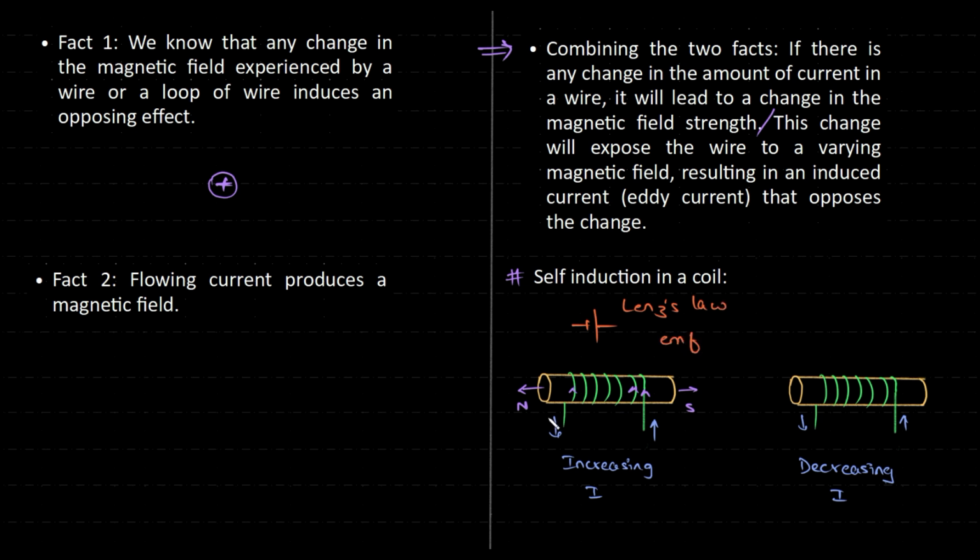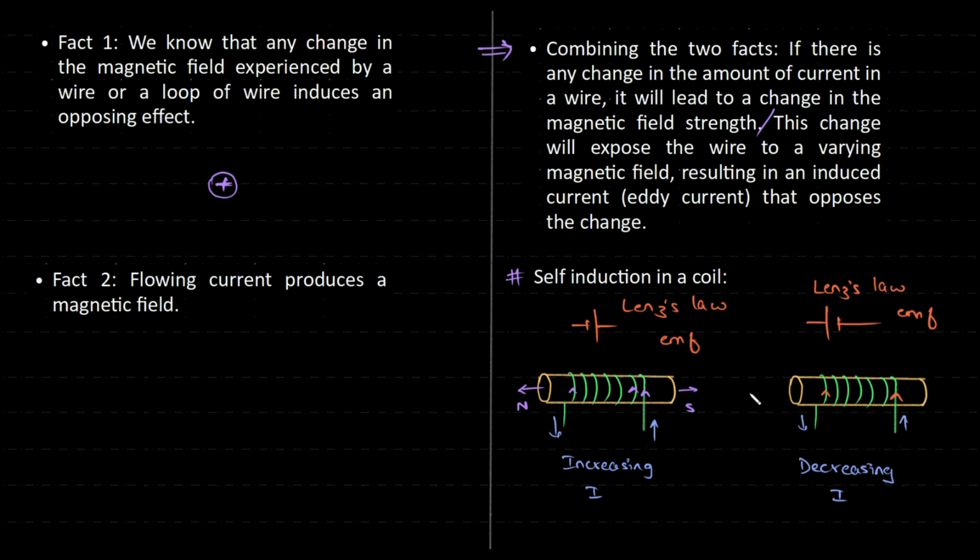Because it will try to oppose the increase, right? Increasing current. If the current is reducing, it's in the same direction, okay? Just that it's reducing. What will happen? It will try to not let it reduce. So it will contribute in the same direction. Okay, so that's your Lenz's law EMF for this particular scenario.